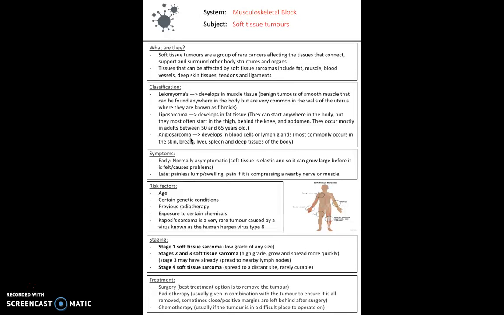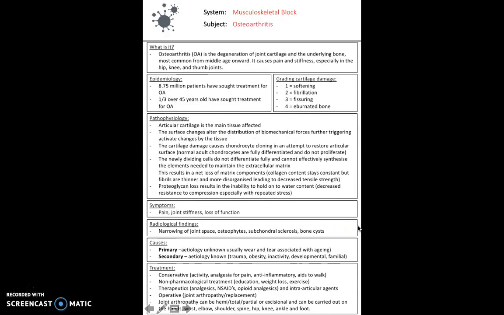In terms of symptoms, soft tissue tumours are normally asymptomatic to start with, and in the later stages there's a painless lump and swelling, but there can also be pain if the tumour is compressing a nearby nerve or muscle. The risk factors for development of a soft tissue tumour include age, genetic conditions, previous radiotherapy, and exposure to certain chemicals as well.